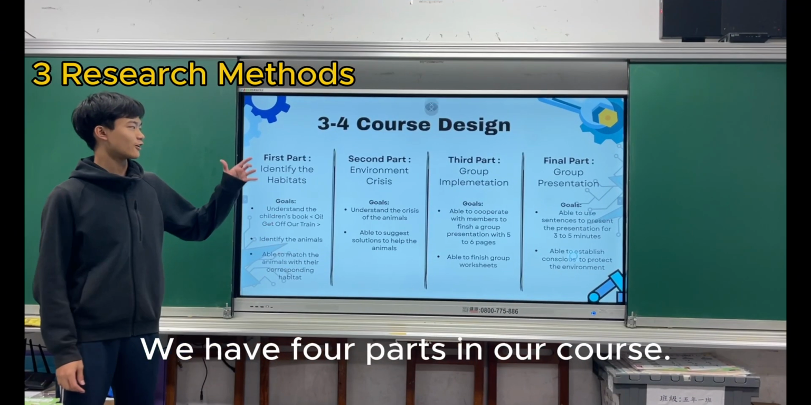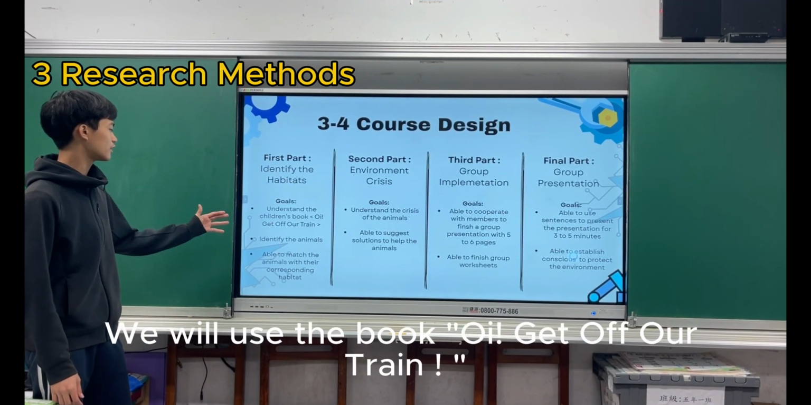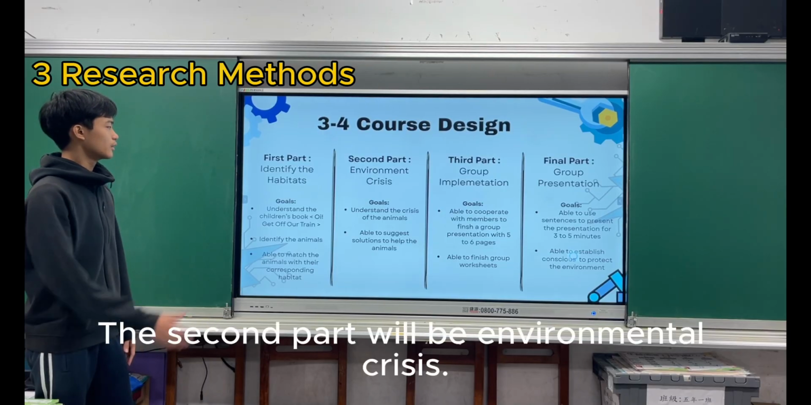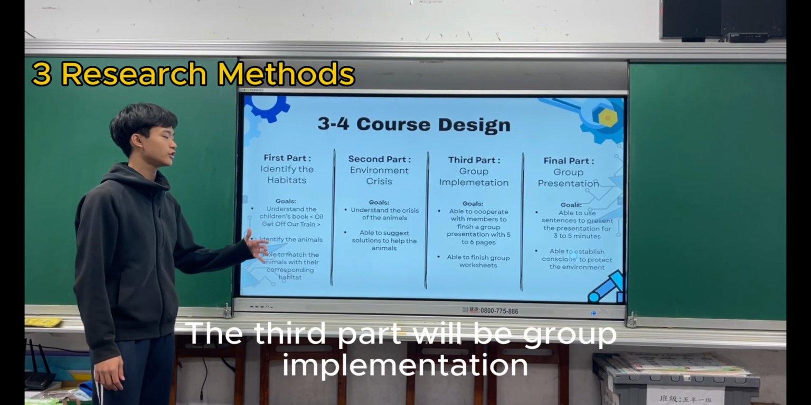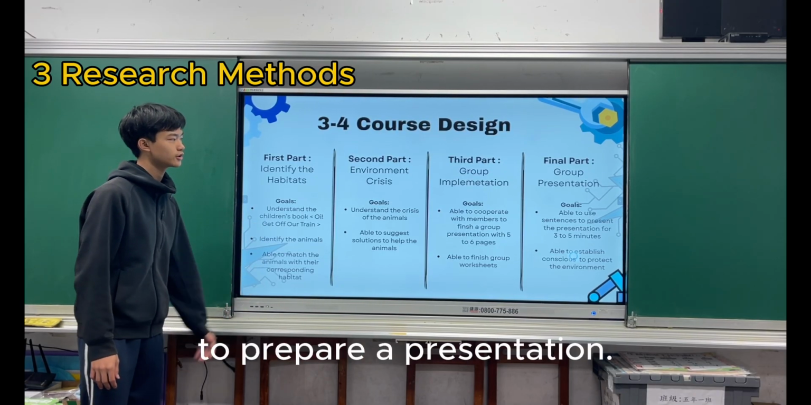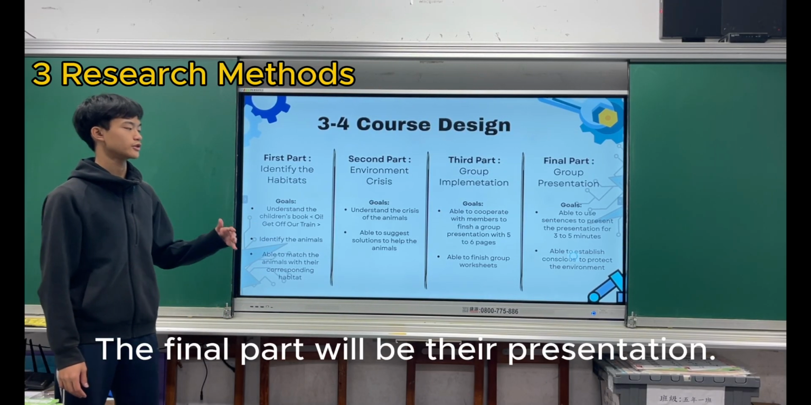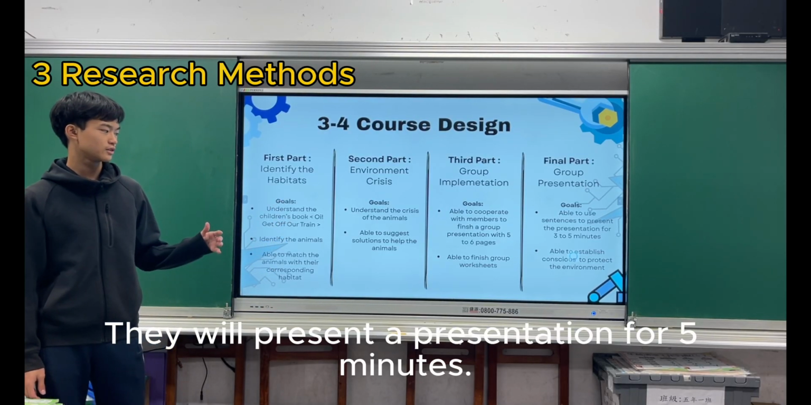We have 4 parts in our course. The first part will be identifying the habitats. We will use the book Hey, Get Off Our Train. The second part will be environmental crisis. The third part will be group implementation, where group members will work together to prepare a presentation. The final part will be their presentation. They will present for 5 minutes.